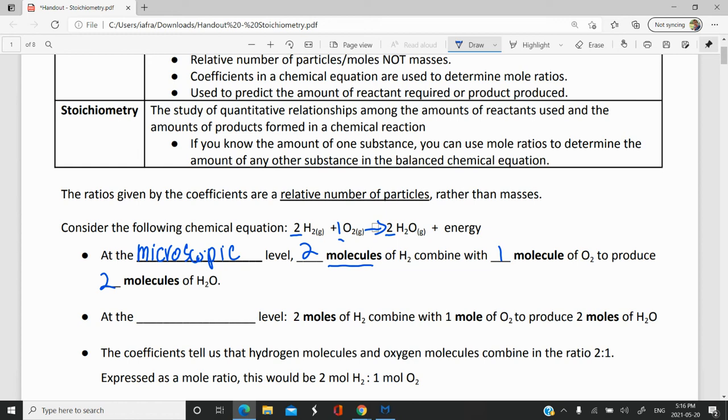Now, at the larger level, the macroscopic level, macro meaning bigger, you can view these as moles instead of molecules.